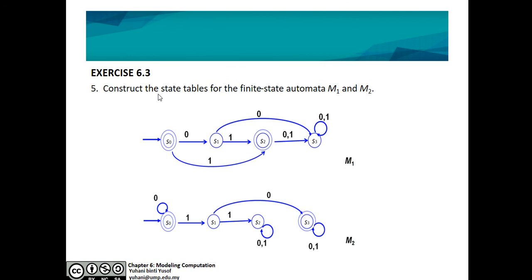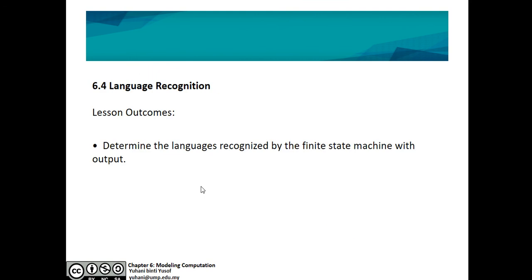This one, you need to construct the state table for the state machines M1 and M2. So you can create one state table for this one and one state table for this one. Please ensure you just have 2 columns, since you have a double circle, meaning it is a finite state machine without output. And for the second one, please ensure that you put under the table what S is, what I is, and what F is, to ensure that you get full marks.